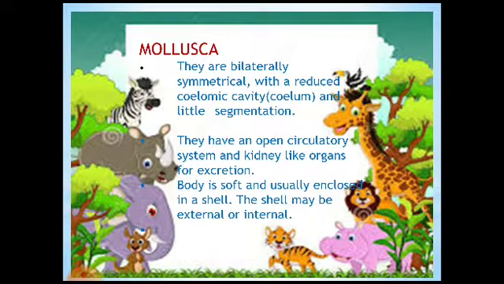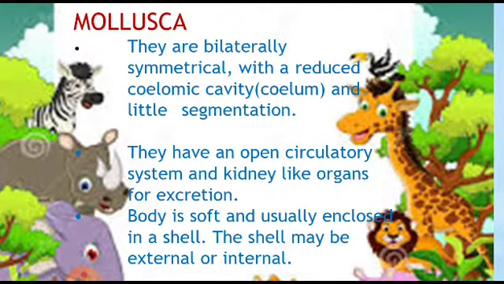Now we move on to the next phylum, that is Mollusca. They are bilaterally symmetrical with a reduced coelomic cavity. So here they have less cavity and little segmentation. They have an open circulatory system and kidney-like organs for excretion. Here there is a minor difference between the two phyla. When you learn how to differentiate them, you have to see the characteristics, and on the basis of that you will be able to differentiate them. Their body is soft and usually enclosed in a shell.